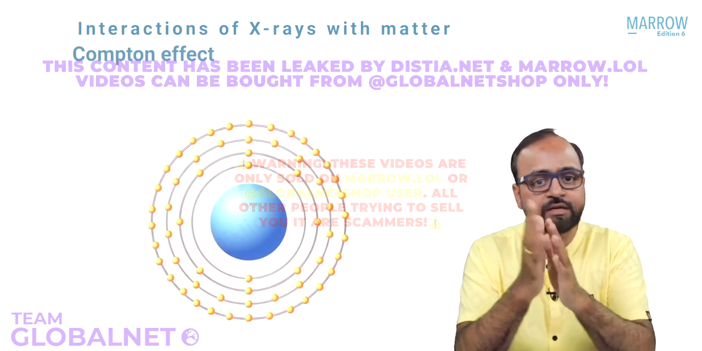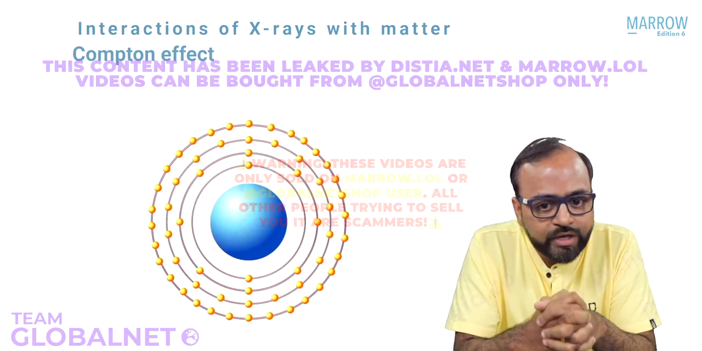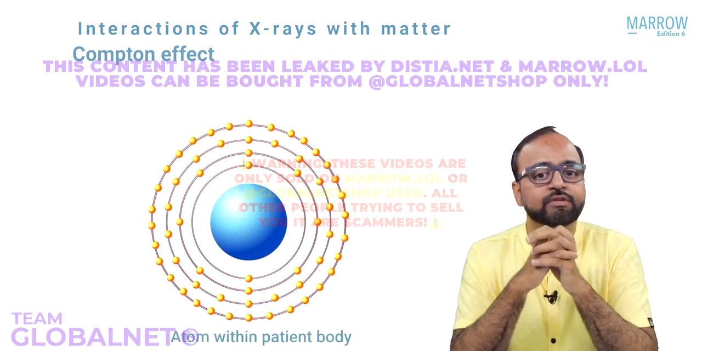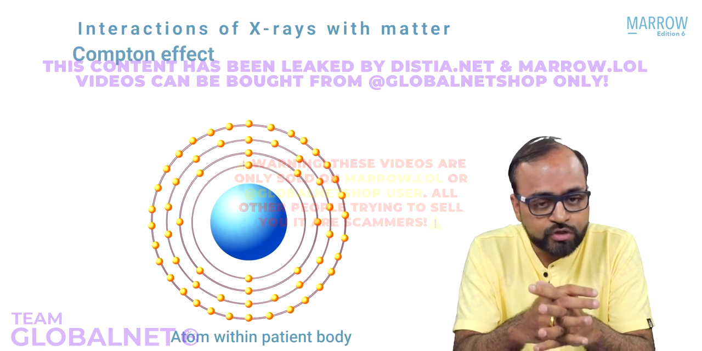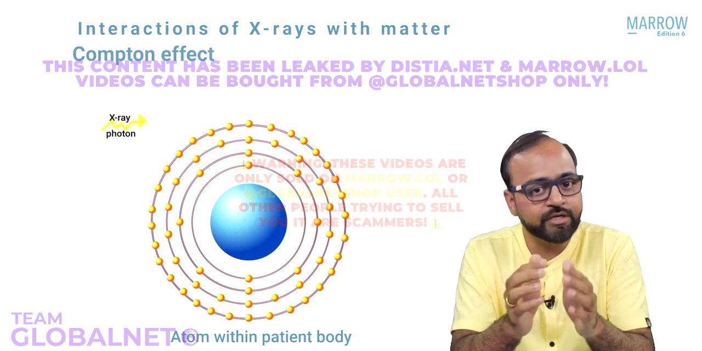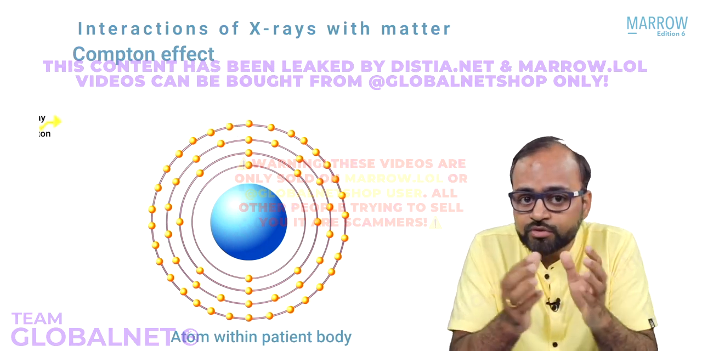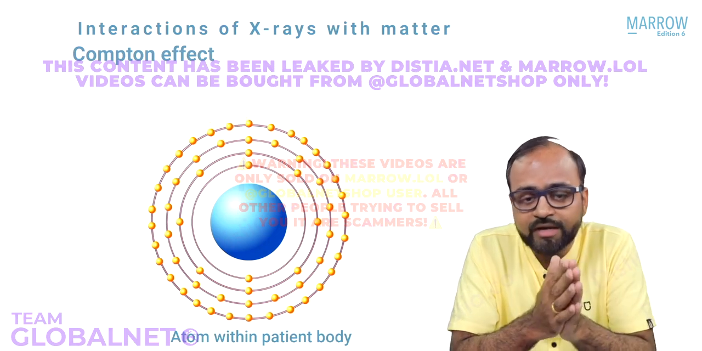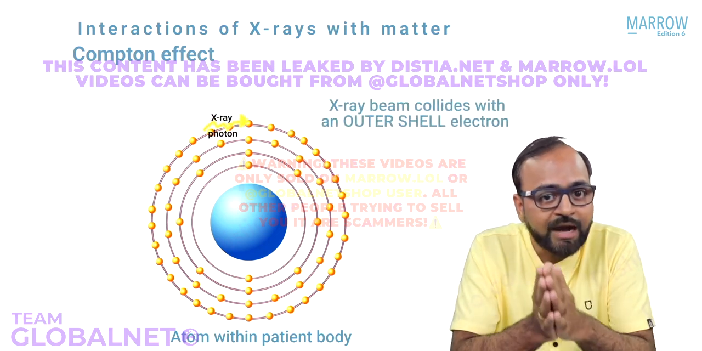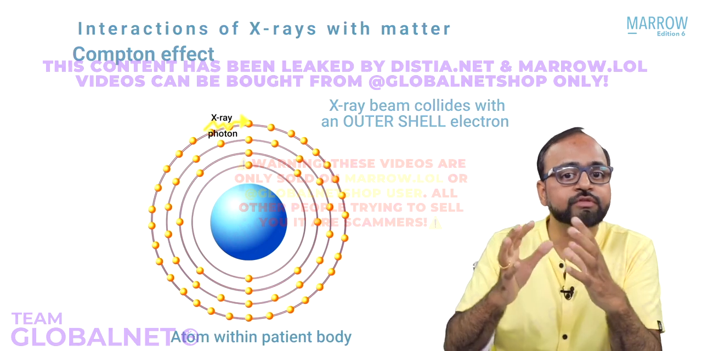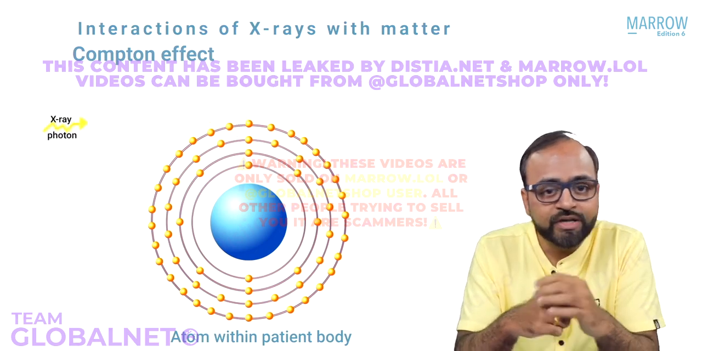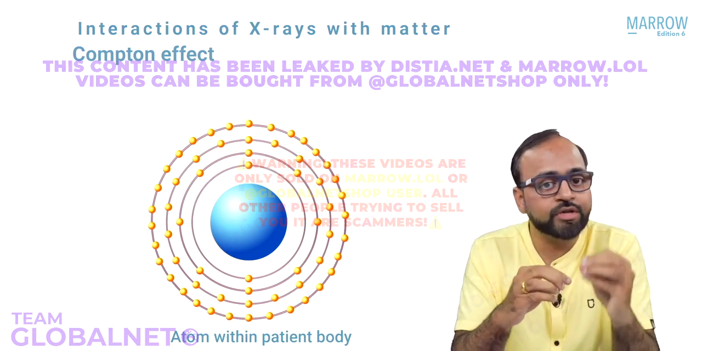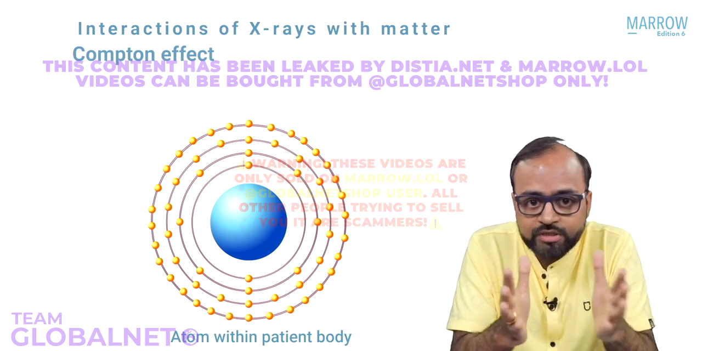Remember, just look at this animation. Now this is an atom located where? This is an atom located within the patient's body. So what is going to happen? An X-ray beam is coming into the patient's body. Now just see what is going to happen. This X-ray beam is coming and it is going to hit an outer shell electron of this particular atom. So where is it hitting? It is this X-ray photon or X-ray beam is coming and hitting an outer shell electron.